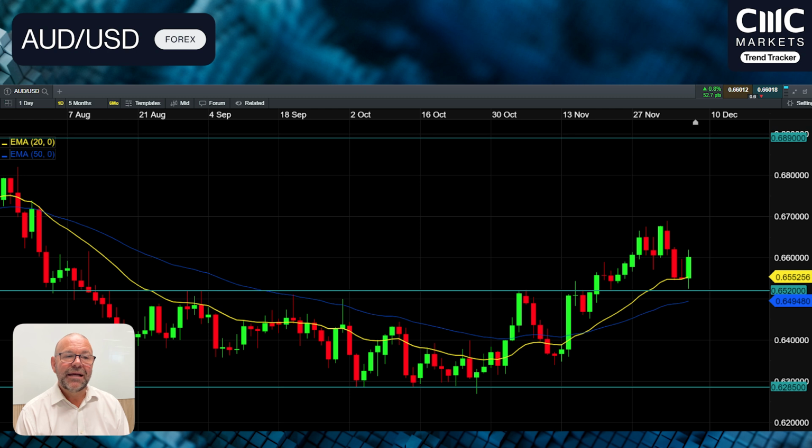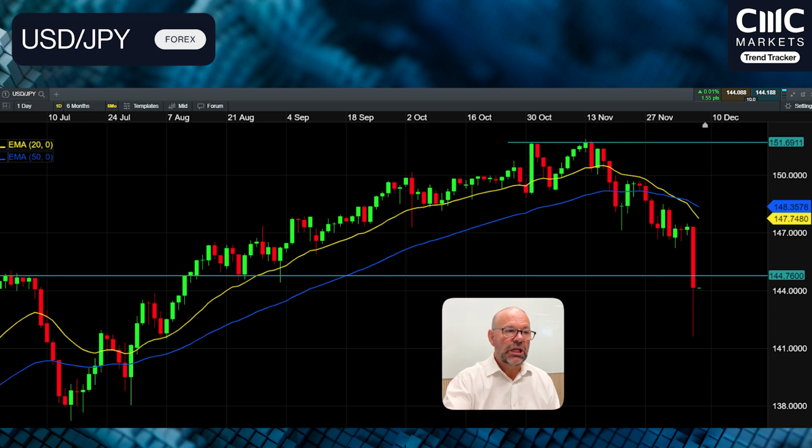will the market undo some of those rate cuts already factored in for next year, or will there be more factored in? They are the key issues to look at in December and January when trading currencies, in particular the Aussie versus US. Let's jump into the US dollar versus yen.